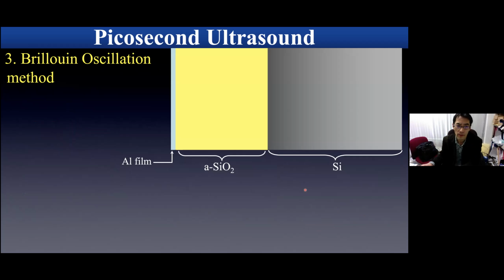Next shows the Brillouin oscillation method. This is also picosecond ultrasonics. In this case, we add a very thin film, for example, 10 nanometer or 5 nanometer aluminum film on, for example, a glass specimen. And we again apply the pump-probe pulse. Because of the transient thermal expansion, a very high frequency acoustic wave propagates along the thickness direction.